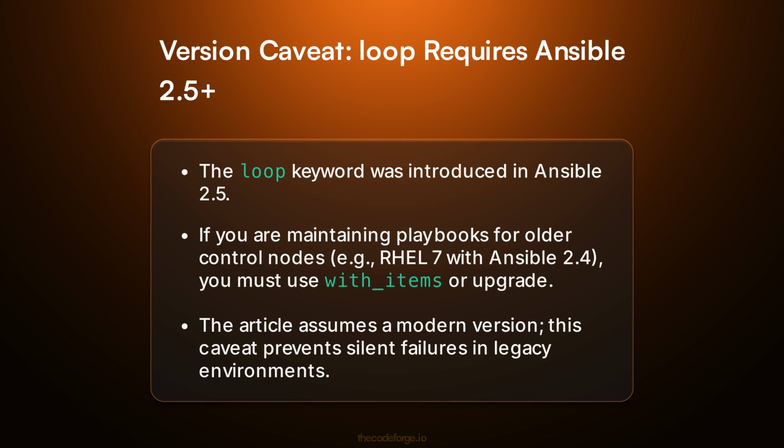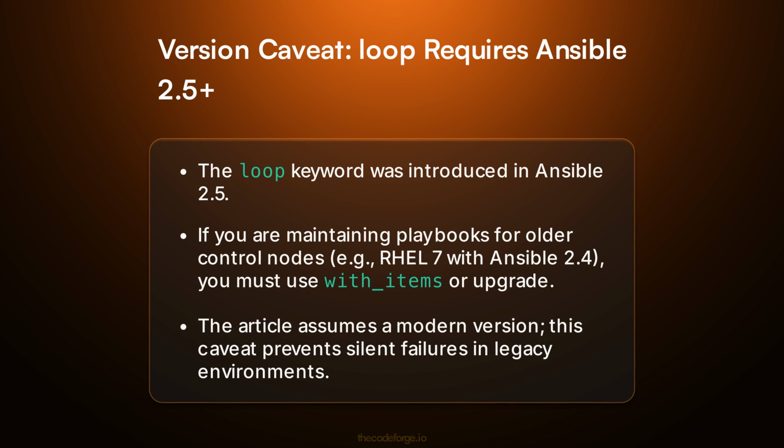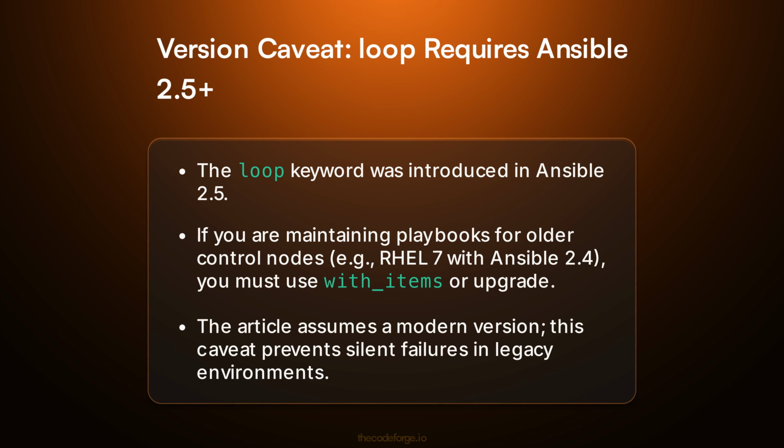The loop keyword was introduced in Ansible 2.5. If you are maintaining playbooks for older control nodes, e.g., RHEL 7 with Ansible 2.4, you must use with_items or upgrade. The article assumes a modern version. This caveat prevents silent failures in legacy environments.